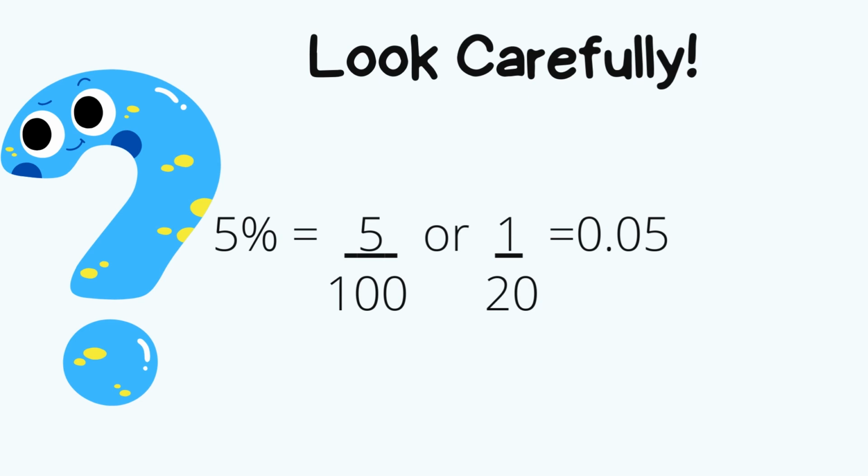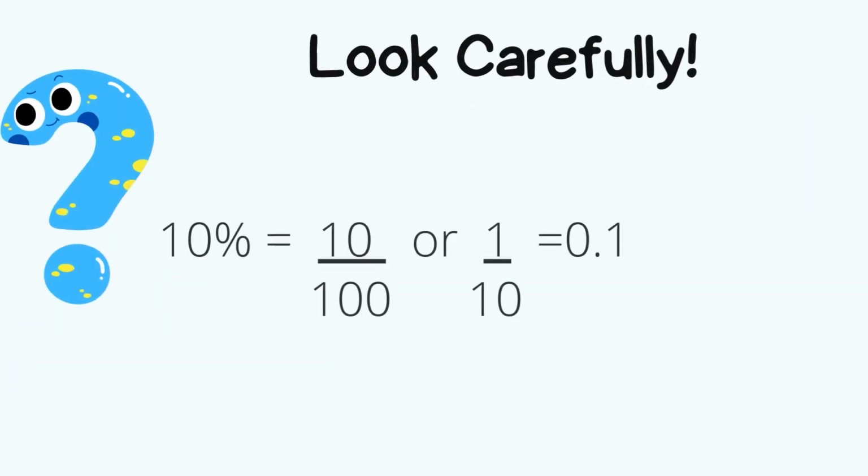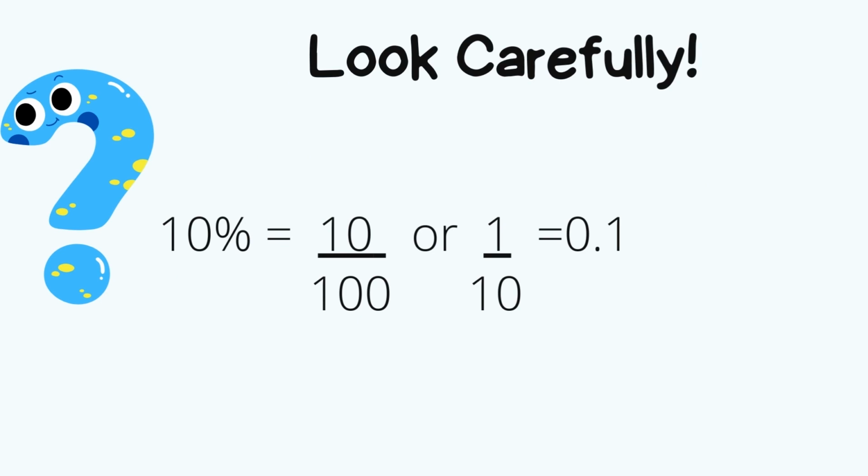5% equals 5 divided by 100. This can be broken down further as a fraction. 5 into itself equals 1. 5 into 100 equals 20. The fraction equivalent is therefore 1 over 20, which is equal to 0.05. 10% equals 10 divided by 100. This can be broken down further as a fraction. 10 into itself equals 1. 10 into 100 equals 10. The fraction equivalent is therefore 1 over 10, which is equal to 0.1.